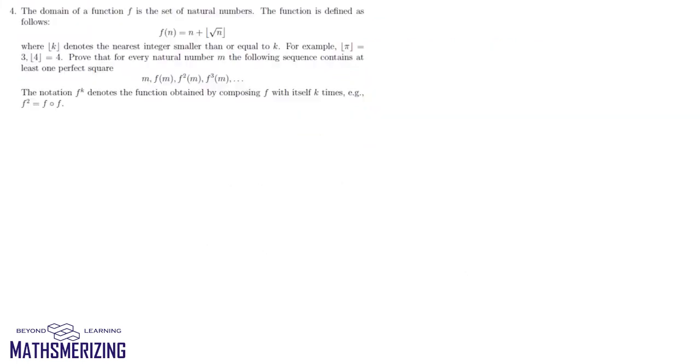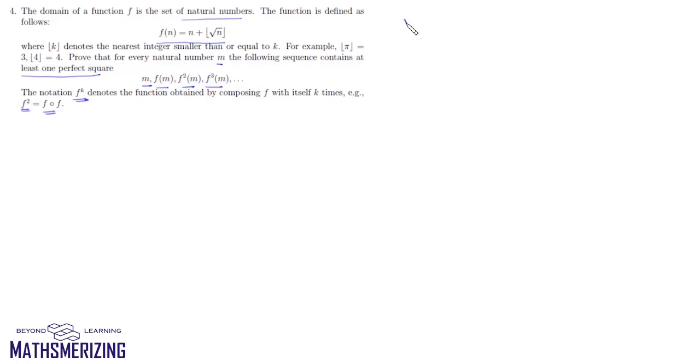Now the fourth question is, we are given a function f such that its domain is the set of natural numbers. A function f is defined as f(n) equals n plus the greatest integer function of square root of n. Now we need to prove that for every natural number m, the sequence m, f(m), f square m, f cube m contains at least one perfect square. And here this notation f^k denotes composition of f with itself k times. That is, f square is simply f composed with f.